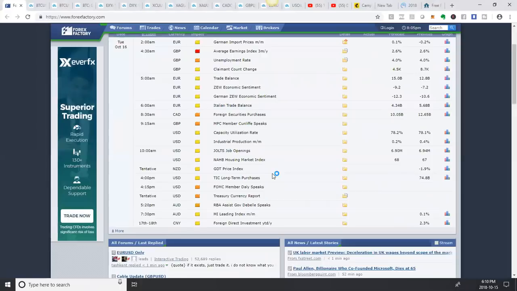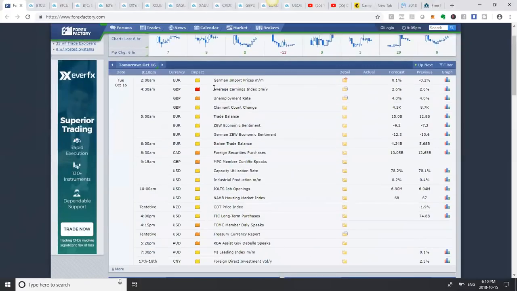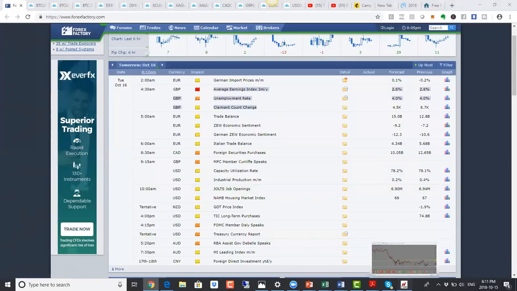Coming up on Tuesday, we have British pound average earnings and unemployment data. Again, this will be important data to pay attention to. Other than that, nothing else that is critical in terms of data. We do have MPC members speaking and FOMC members speaking, so those do tend to be important because of the comments that may come out. But overall, the only red news here is the employment data for the UK.